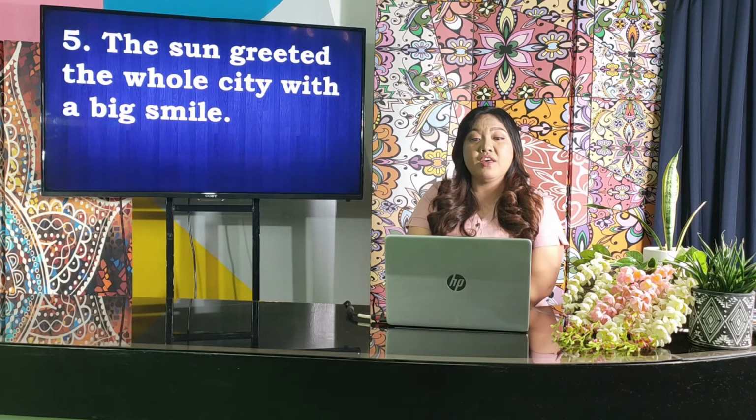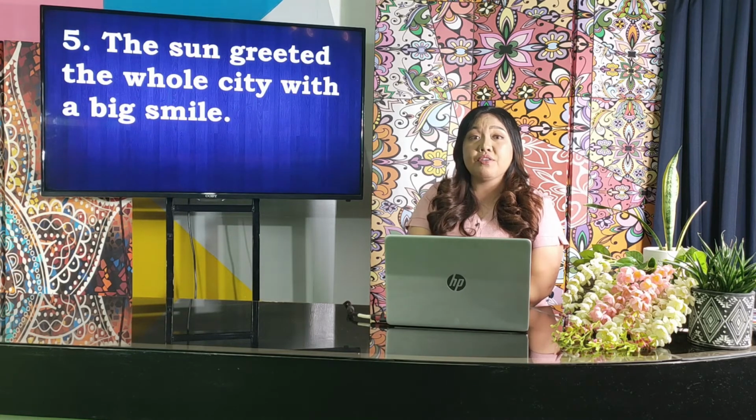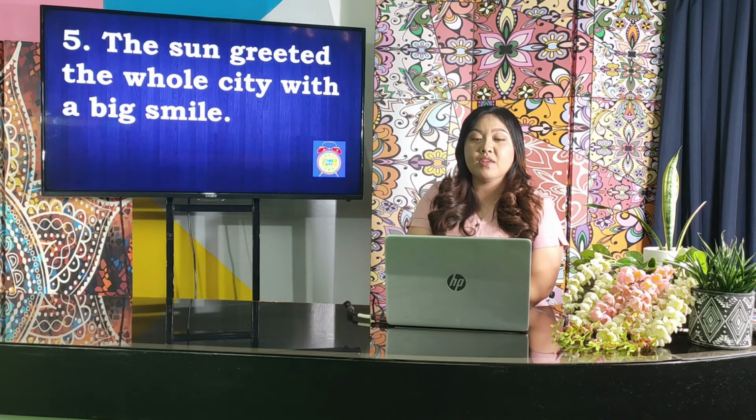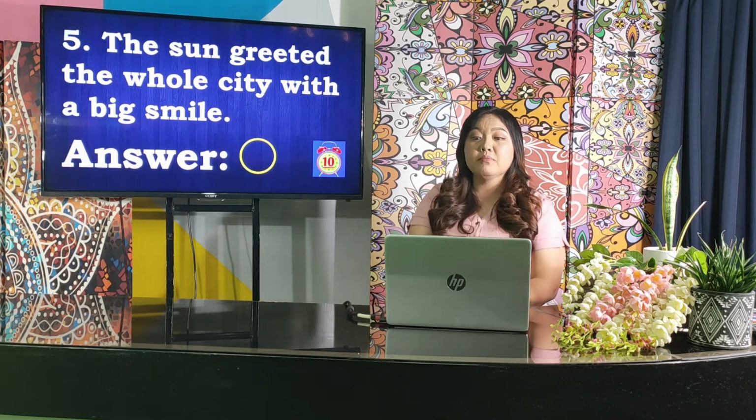Number 5. The sun greeted the whole city with a big smile. What do you think is the answer? The correct answer is circle. It is hyperbole. Fantastic! It is hyperbole because it is impossible for the sun to smile, because it is a human characteristic.